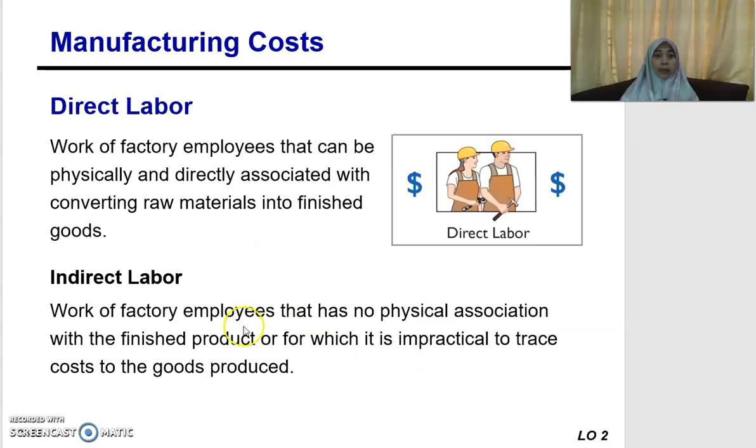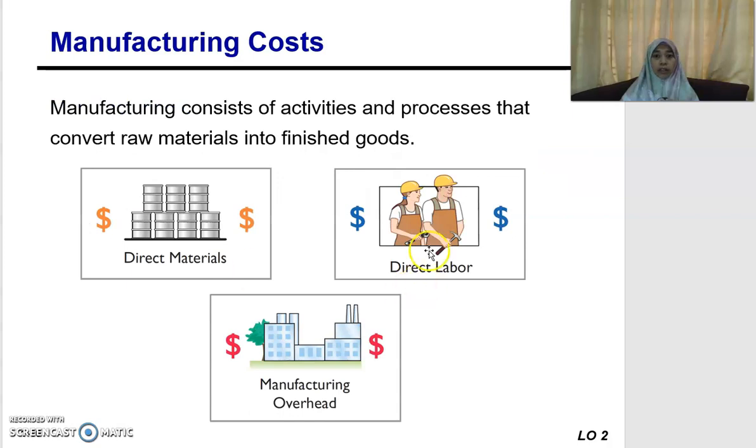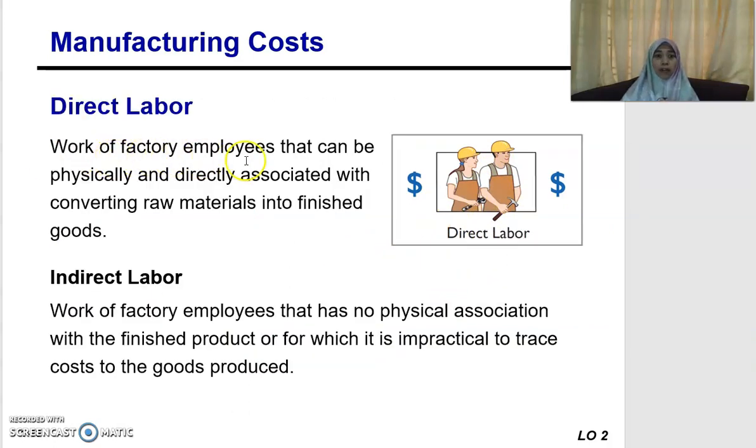What about your labor? The second component of your manufacturing cost is labor. Direct labor is the work of factory employees that can be physically and directly associated with converting raw materials into finished goods. Those are the labor that work directly in the production process. Indirect labor is the work of factory employees that has no physical association with the finished product, or for which it is impractical to trace cost to the goods produced.